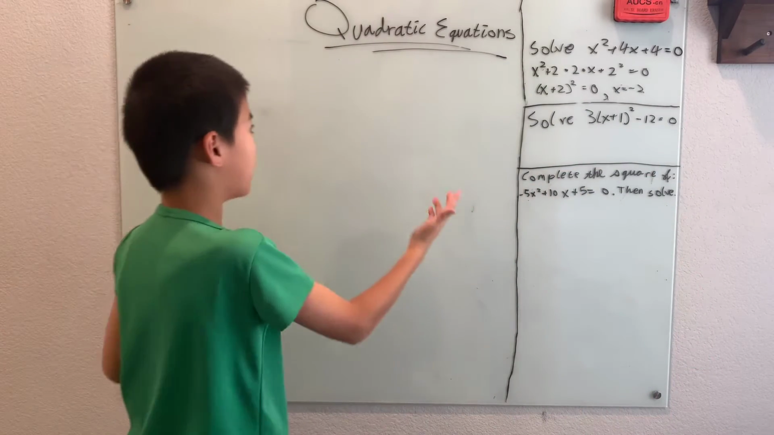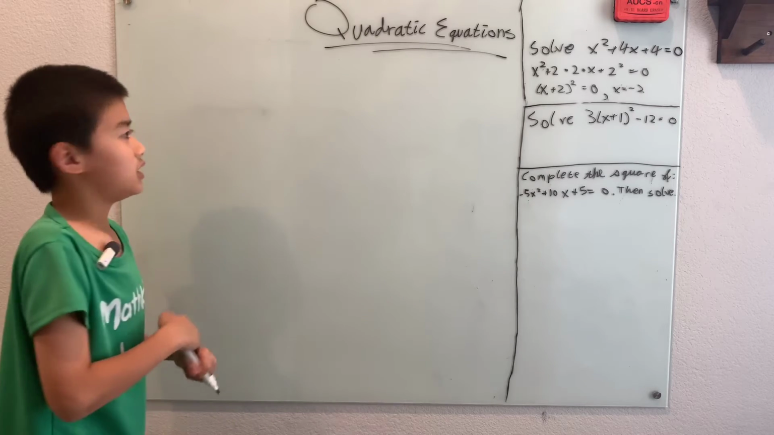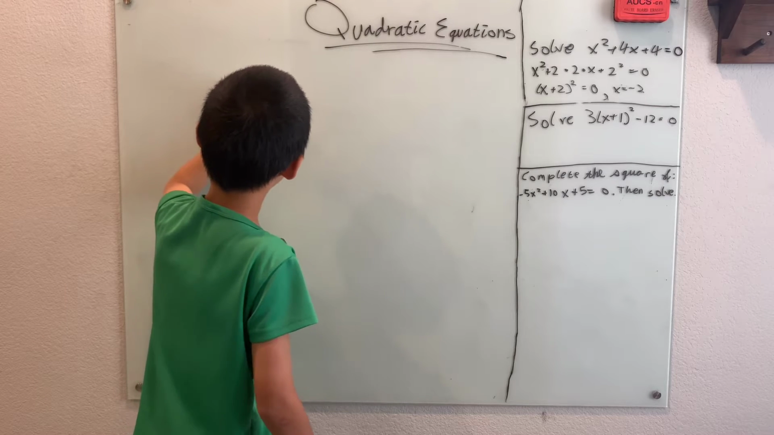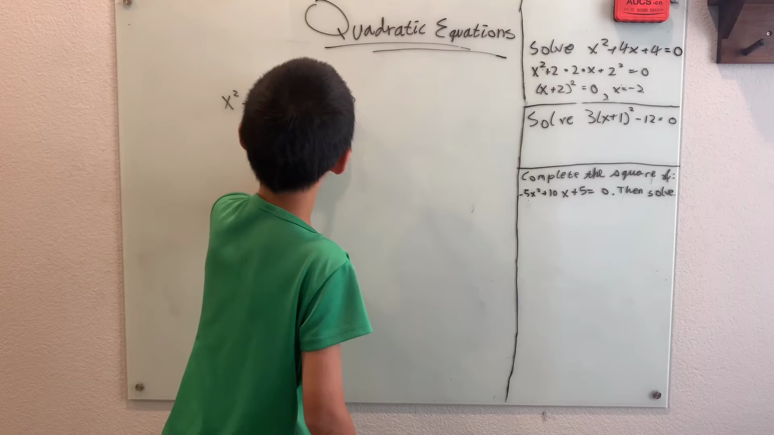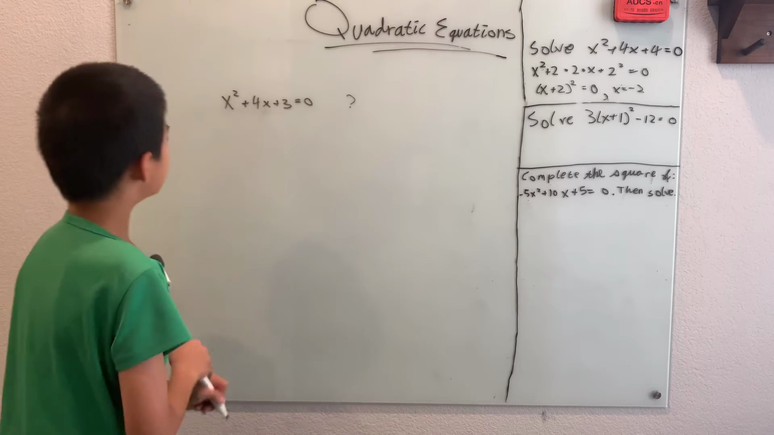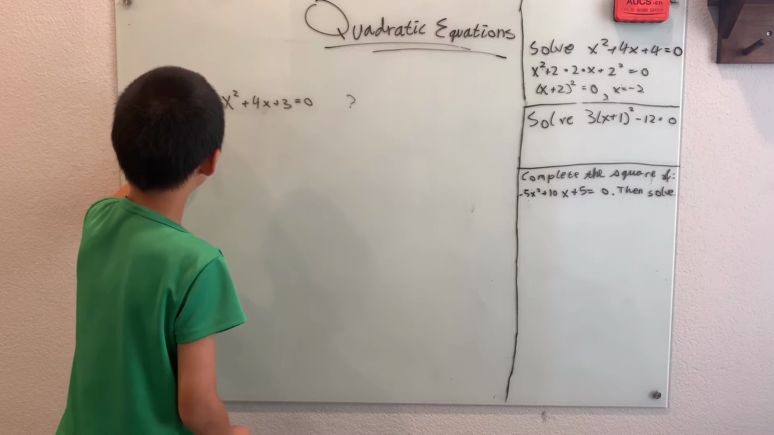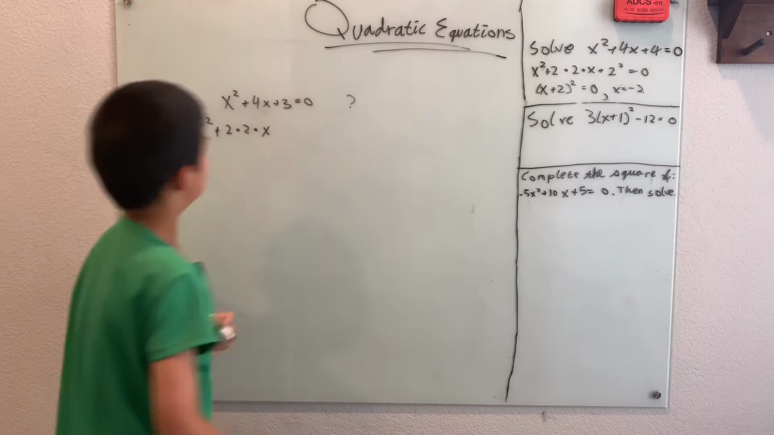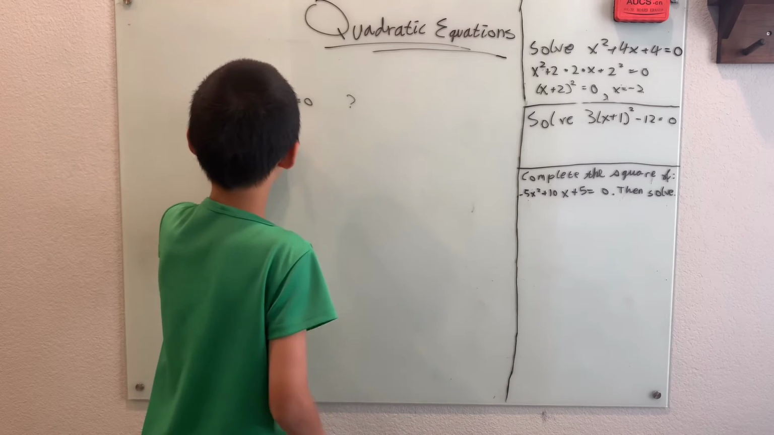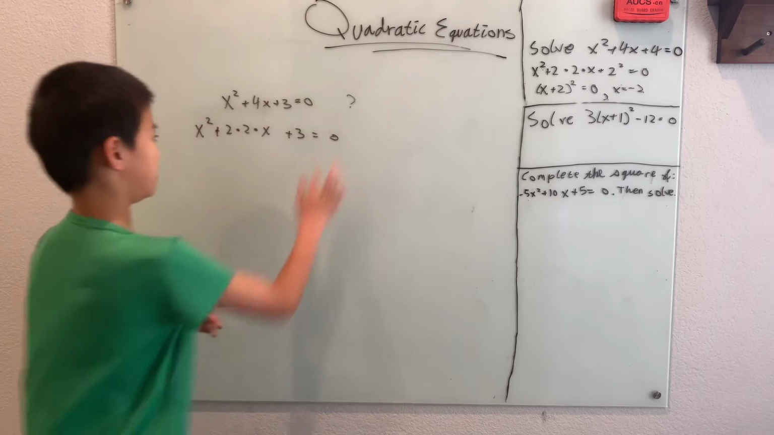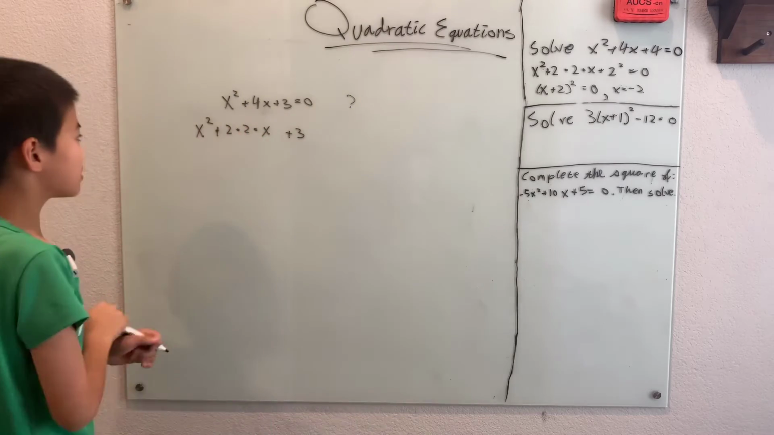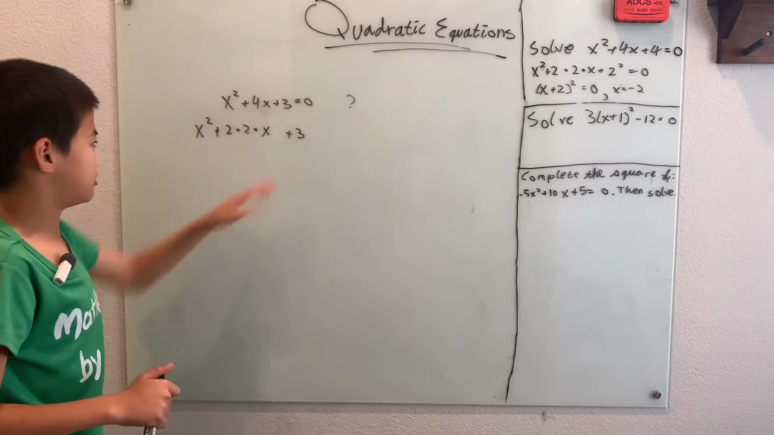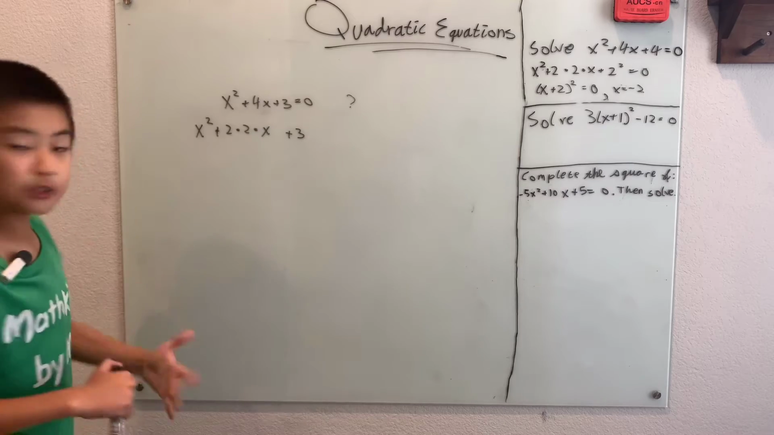So we're using that. What if I had the equation x squared plus 4x plus 3 equals 0? Let's solve this. Well, we can still see that this is x squared plus 2 times x plus 3 is equal to 0. But there's one little problem. Instead of plus 4, it's not plus 2 squared. This isn't 4, it's a 3. So then what do we do?